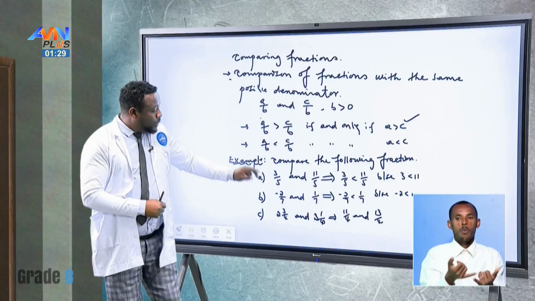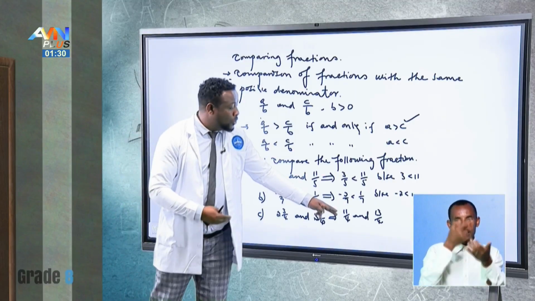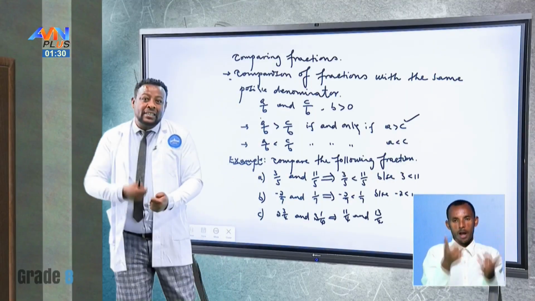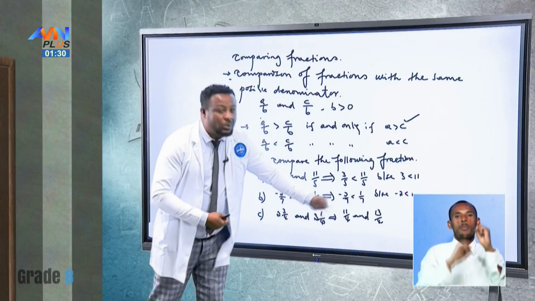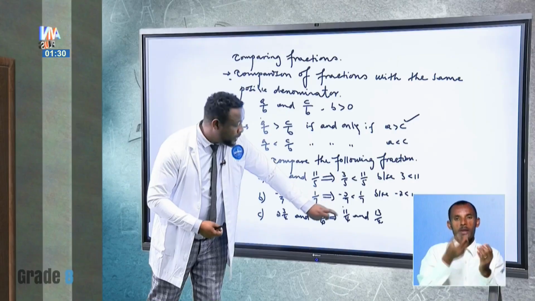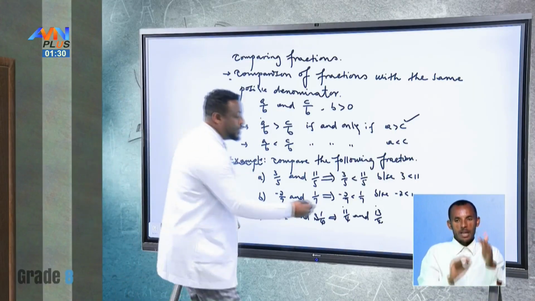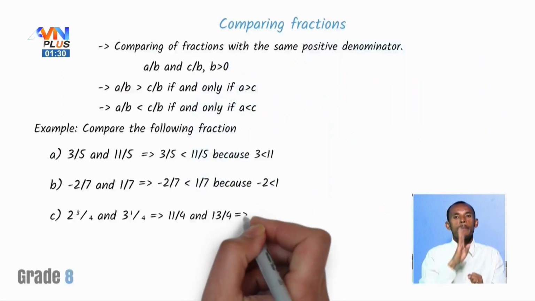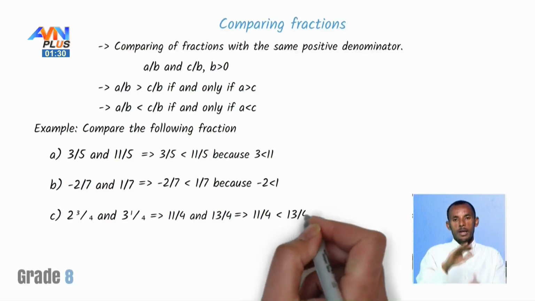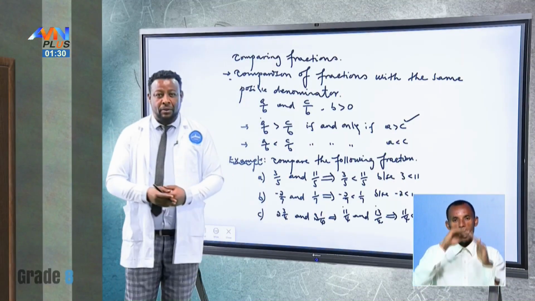Now, we are going to compare these two. So we changed these mixed fractions into improper fractions in this way. Now, the only thing that is left is comparing their numerators. As you can see here, the first number is 11, and here 13. Since 11 is less than 13, this comparison will be given in this form: 11 over 4 is less than 13 over 4.